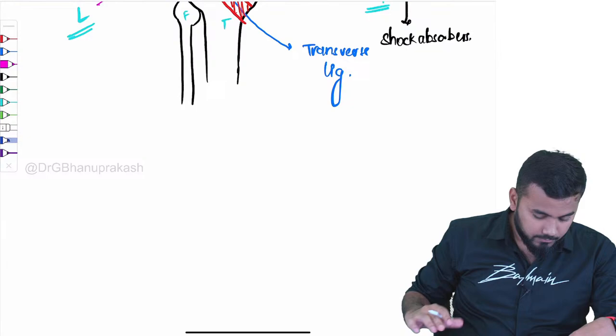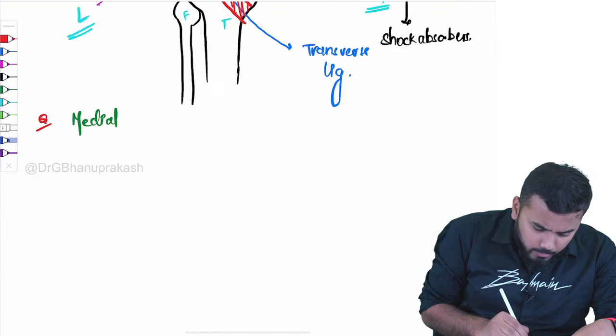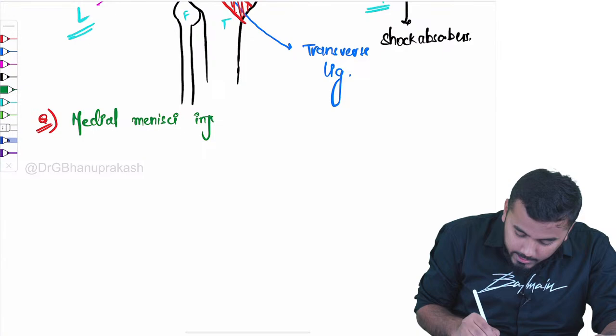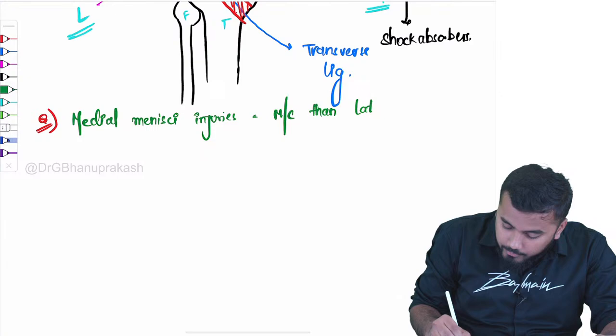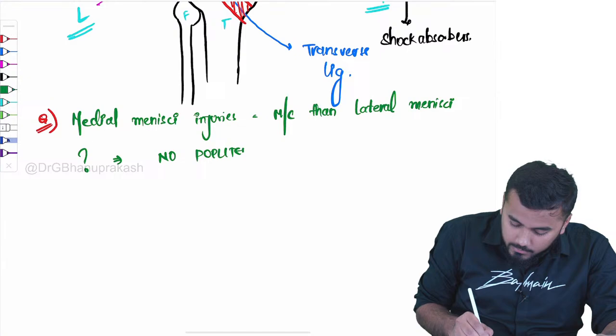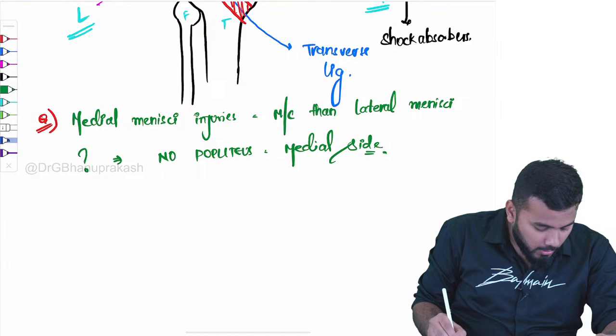So, very, very important point I have told you. Medial menisci injuries are more common than lateral menisci injuries, okay? Why? What is the answer? Because of no popliteus. Where? On the medial side. No popliteus on the medial side.